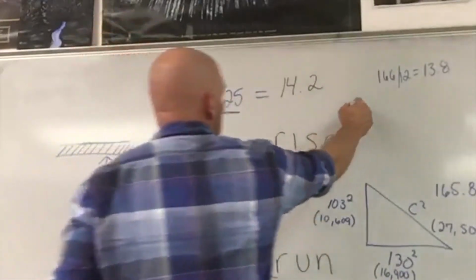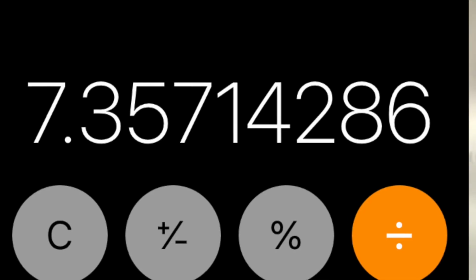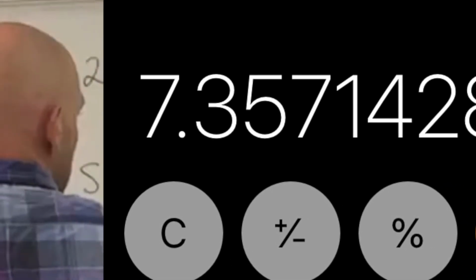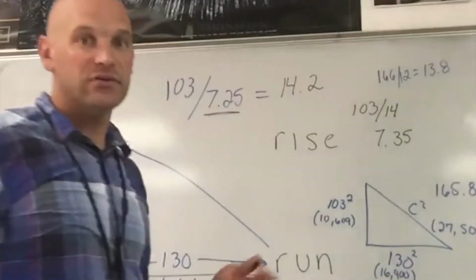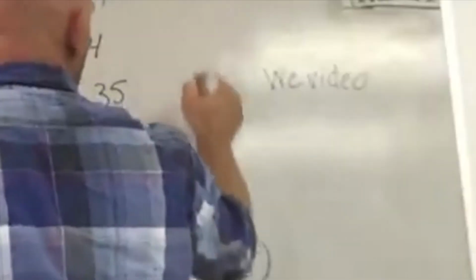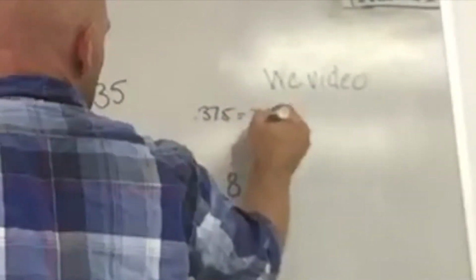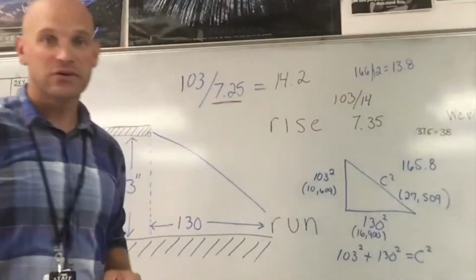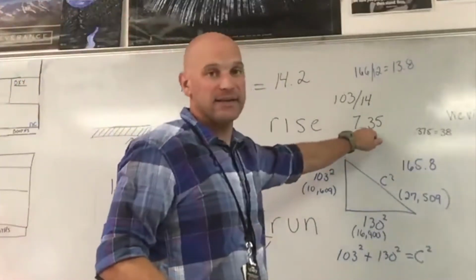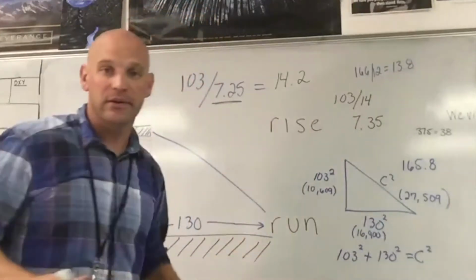So 103 divided by 14 gives us 7.35. So what is that in fraction? Well, 0.375 equals 3/8. So we're going to be at a 7 3/8 step, which is very common.